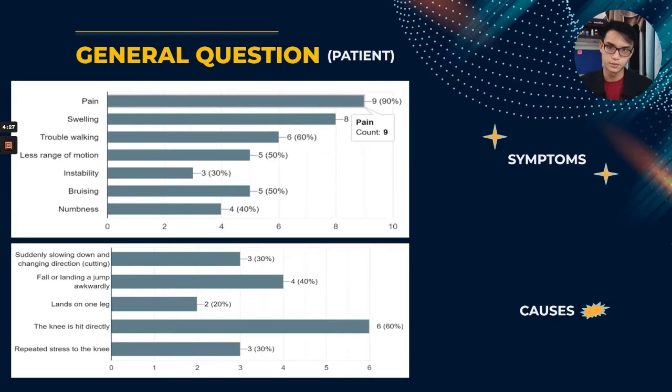These are the general questions that we asked in the questionnaire for the patients. Most of the symptoms they reported are pain and swelling, while most of the causes are because their knee was hit directly, which gave them their ACL injury.